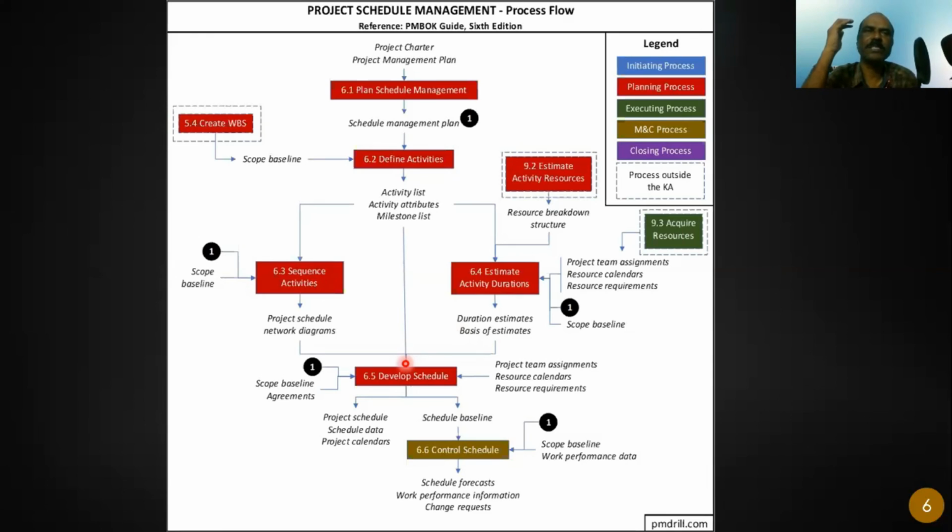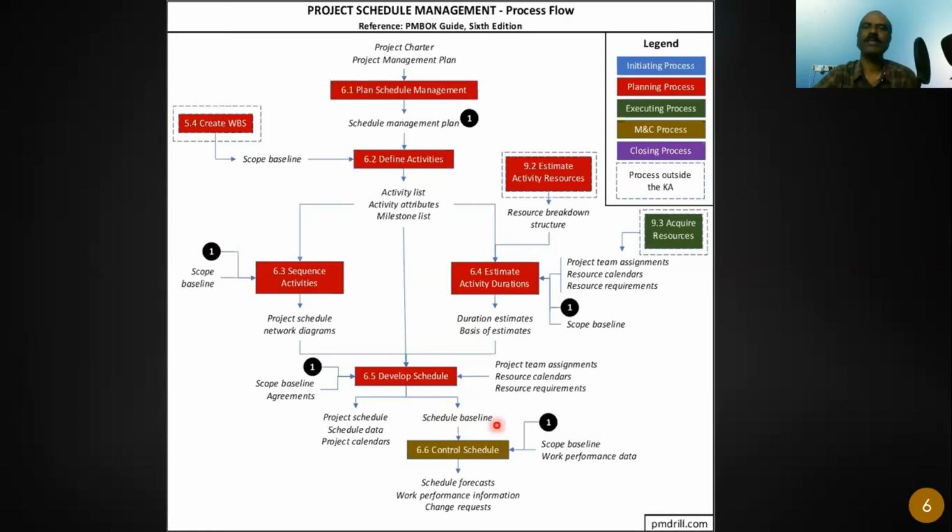I take the activity list. I take this network diagram. I take the duration estimate. And then I come out with a final schedule. This is where we are going to get the bar charts. This is where we are going to tell our sponsor how many days we need to complete the project. That is finally the project schedule baseline.